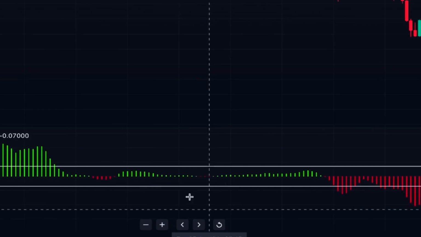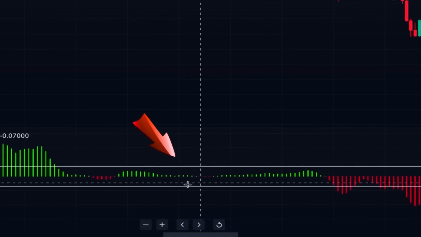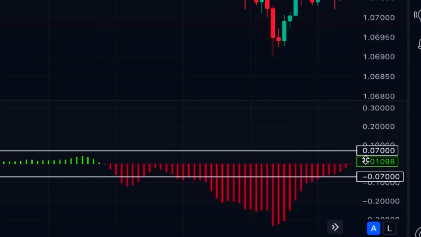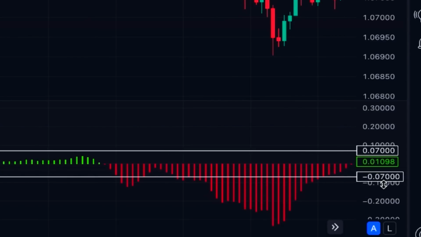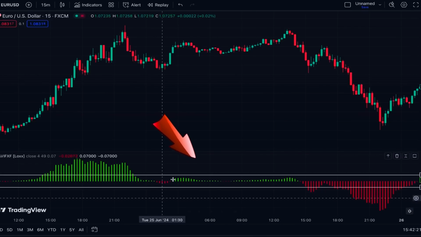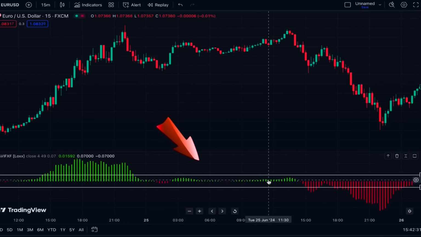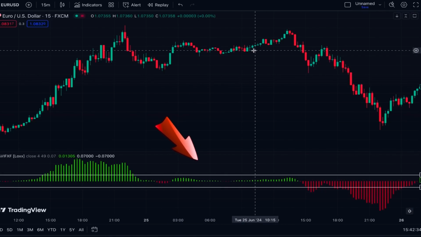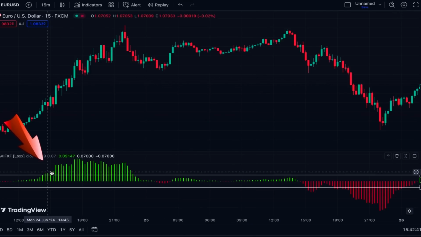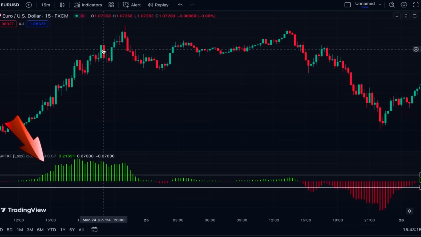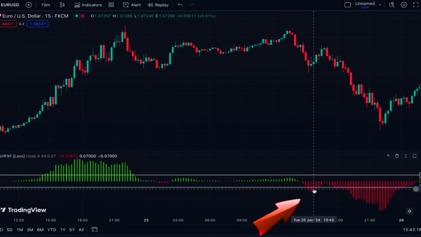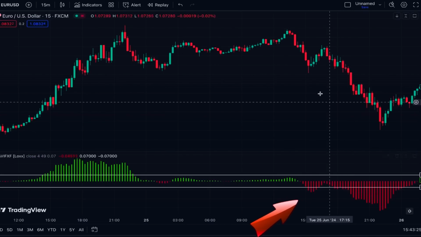As you can see, in this indicator, we have two horizontal lines, one of them set at 0.07 and the other one at minus 0.07. In times that the histogram is between the lines, like here in this part, this shows that the market is flat and we shouldn't enter any trade. But in times that the histogram goes above the upper line, it shows that the market started advancing, and when the histogram goes below the lower line, it shows that the market is declining.